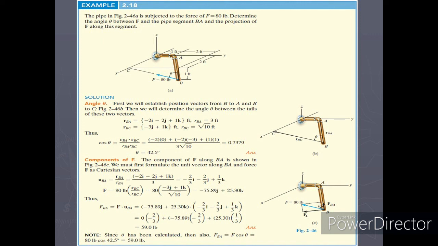RBC, which will be the coordinates at C minus the coordinates at B. So for C, 2 minus 2 is 0; 0 minus 3 gives minus 3j; and 0 minus 1 gives minus 1k. That's why you have minus 3j plus 1k. The same thing for BA: you subtract. This is A, this is B.